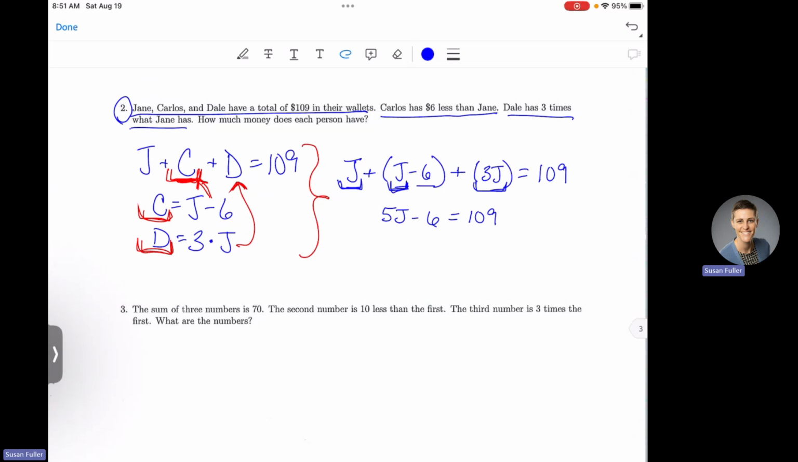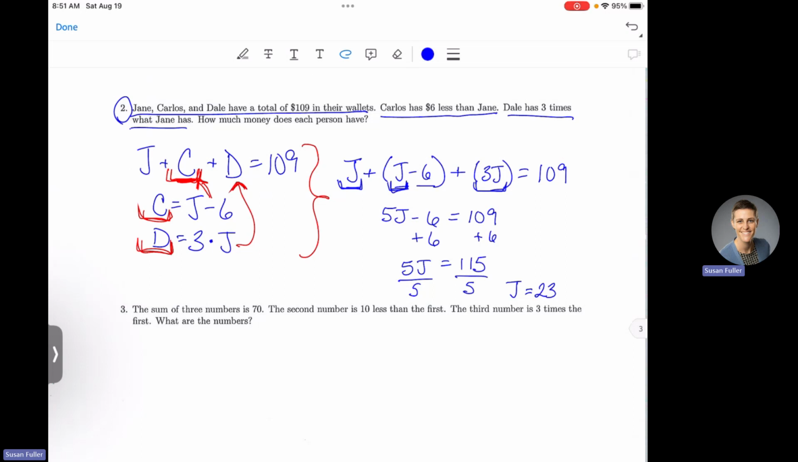Now to get j by itself, I'm going to keep the j's on one side. Anything without a j has to move. So I'm going to add 6 to both sides to move that. And I'm going to have 5j equals 115. And now to get j by itself, I'm going to divide both sides by 5. And I get j is equal to 23.